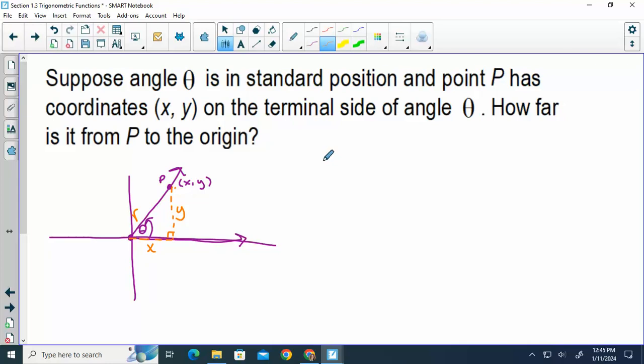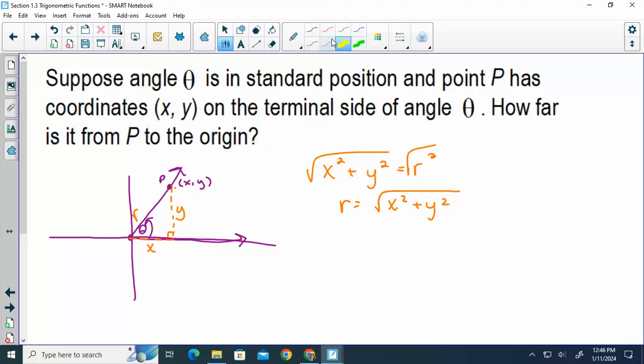So then we know that in a right triangle, x squared plus y squared is equal to r squared. If I wanted to find r, what would we have to do? Square root. So r is the square root of x squared plus y squared.